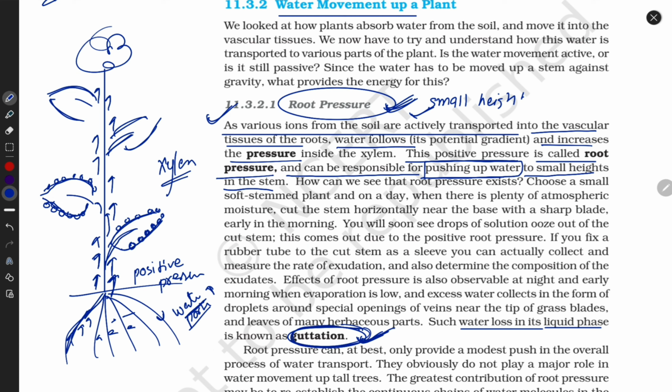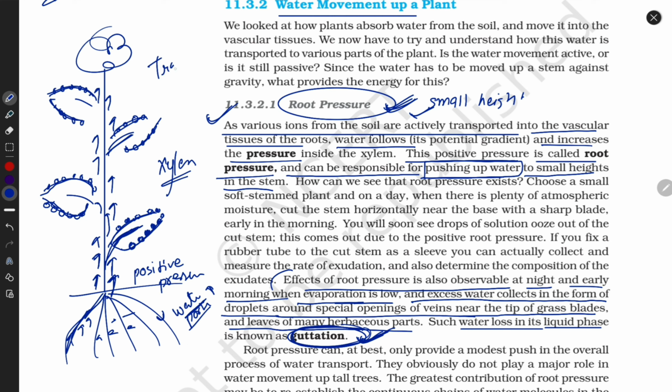Root pressure, do you understand? This pressure is produced by guttation. Here is some definition. The effect of root pressure is also observable at night and early morning. We know guys, when evaporation is low, excess water collects in the form of droplets around the special openings of veins near the tip of grass blades and leaves of many herbaceous plants. I told you, water comes out from the surface and collects in droplet form. This phenomenon happens in winter times, when transpiration is low, heat is low, temperature is low.